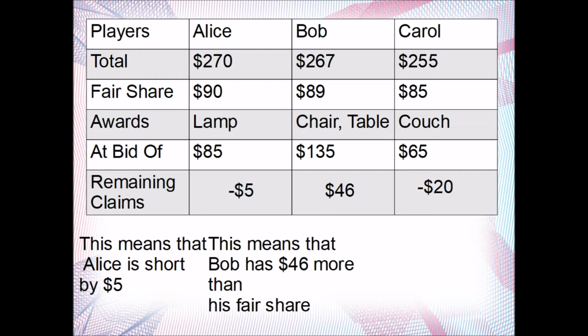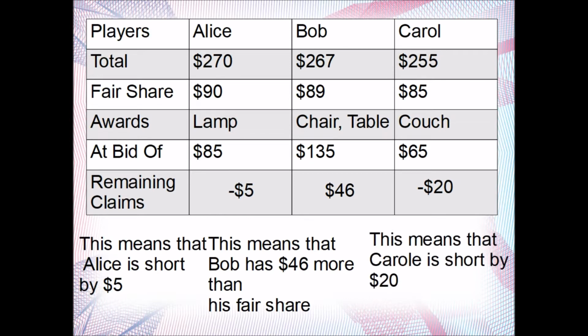And Carol, if I do the subtraction, that's negative $20. So that means that Carol is short by $20 from her fair share. Basically, if the remaining claims is negative, that means that they don't have enough. But if the remaining claims are positive, that means they got more than their fair share.